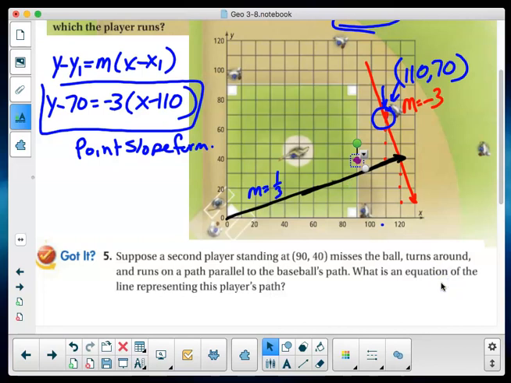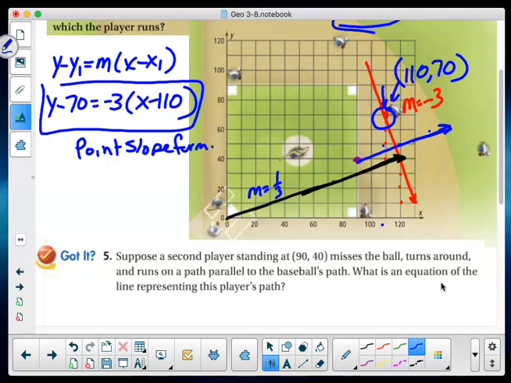Now he misses the ball. Turns around and runs along a path parallel to the baseball's path. So he's going to go parallel. Parallel is up 1 over 3. 1, 2, 3. Up 1 over 3. 1, 2, 3 if that continues. And he's going that way, parallel to the ball's path. And what they're saying is, what is the equation of the line representing this player's path?